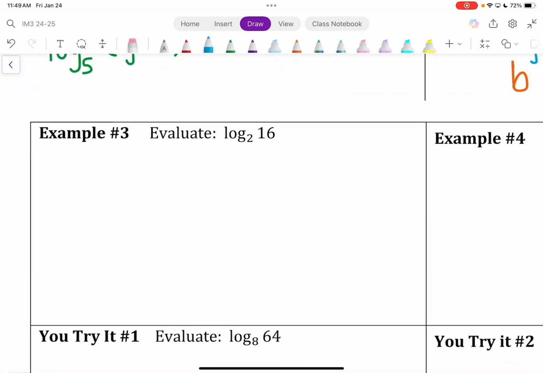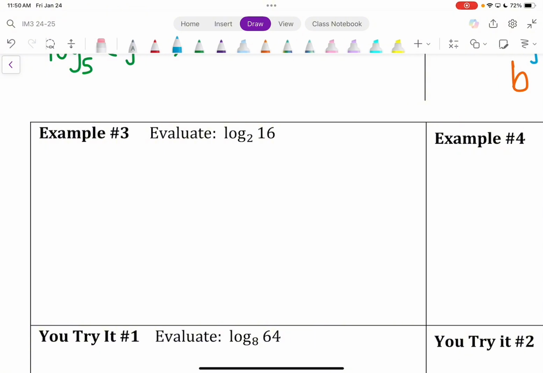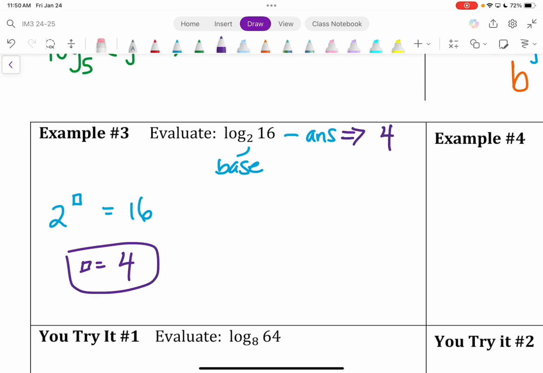All right, evaluate log base 2 of 16. So we're not rewriting this. I mean, we are, but we're going to evaluate it. So we're going to rewrite it in the aim of being able to actually solve it. In log base 2 of 16, we know that 2 is the base and 16 is the answer. So we're saying 2 to the power of something is equal to 16. What is that something? 2 to the power of what gives you 16? 4. The missing box is 4. In this case, log base 2 of 16 is equal to 4. Okay? Because 2 to the 4th is 16.